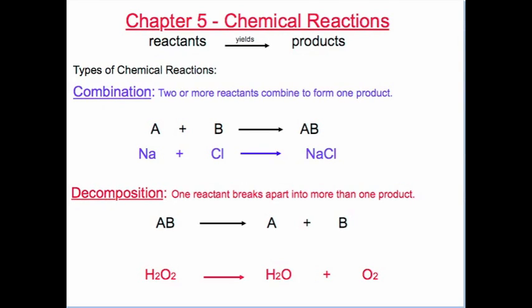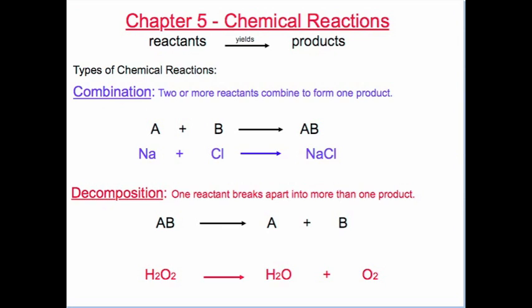All chemical reactions are written the same way. Reactants on the left yield the products on the right. There are different types of chemical reactions. The first two types are called combination, sometimes called synthesis, and decomposition.